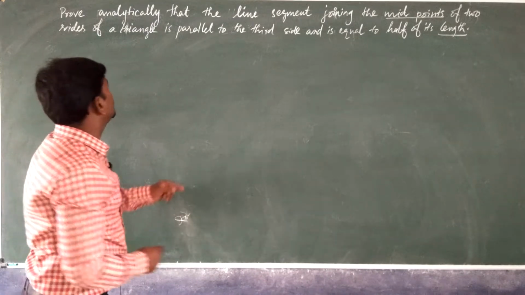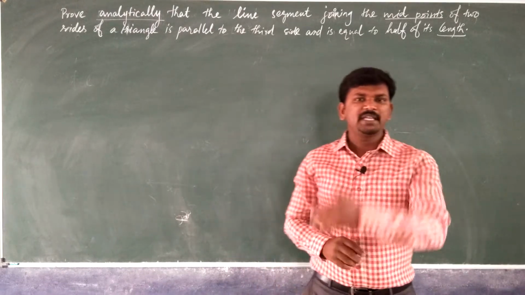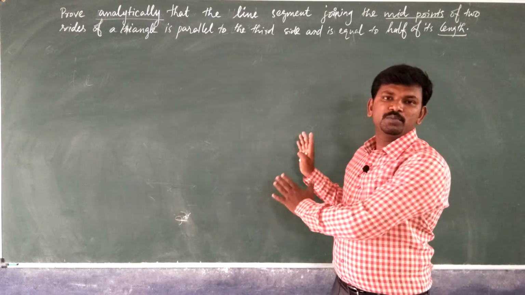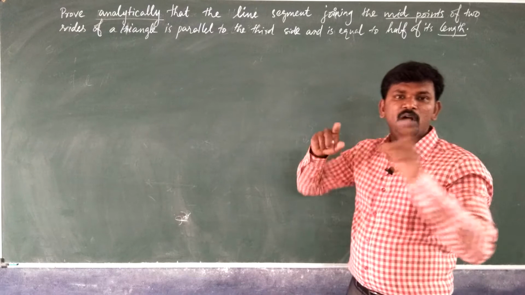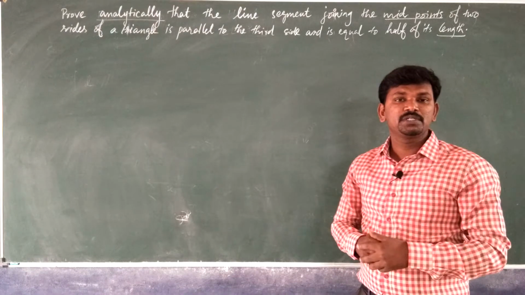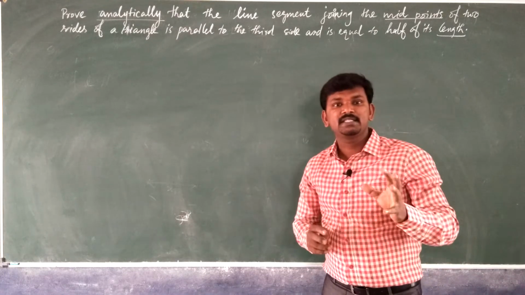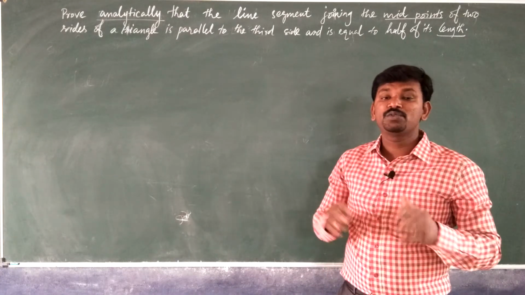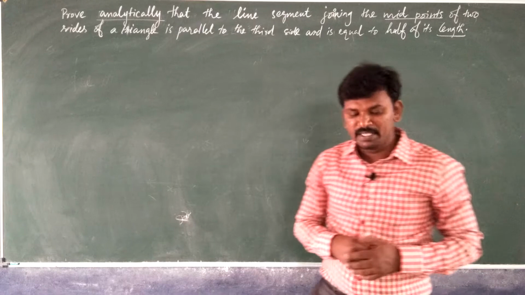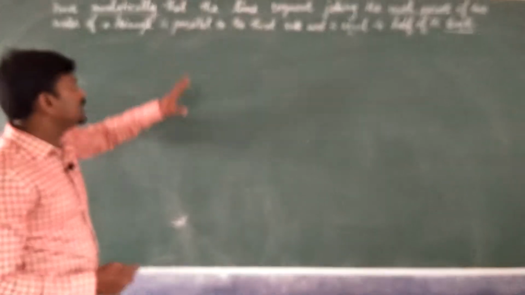In this question we have to prove analytically. What is meant by analytically? We can mark 3 different points in a triangle and mark the midpoints, and that way we can prove this concept in a Cartesian plane. We should not prove it geometrically. We have to prove it analytically, which means using the theory part. In this question they didn't give any data.